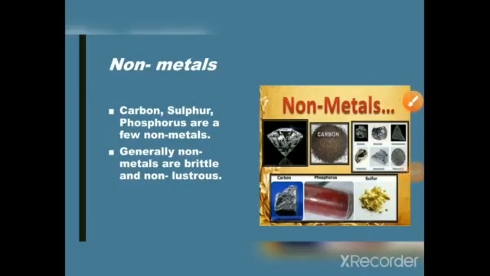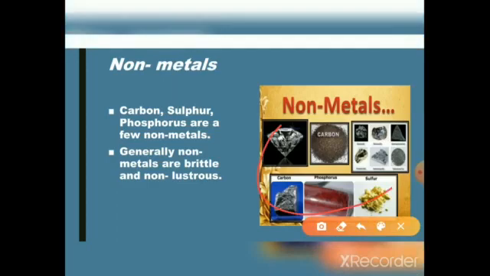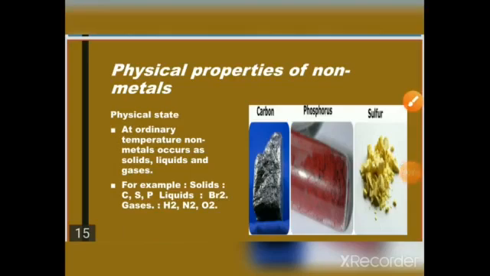Non-metals: carbon, sulfur, phosphorus are a few non-metals. Generally, non-metals are brittle and non-lustrous. So in the picture, if you try to see here, these are the non-metals. Physical properties of non-metals. Physical state: at ordinary temperature, non-metals occur in solid, liquid and gaseous states. For example, solids: carbon, sulfur, phosphorus; liquid: bromine; gases: hydrogen, nitrogen, oxygen.